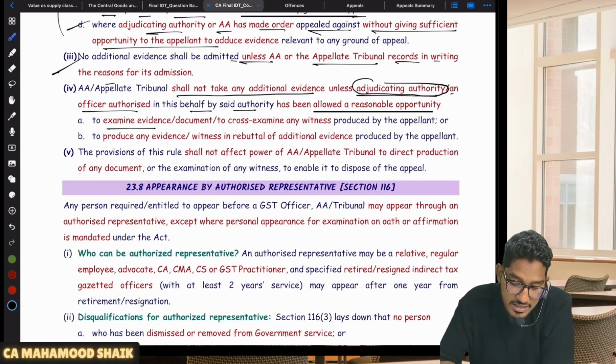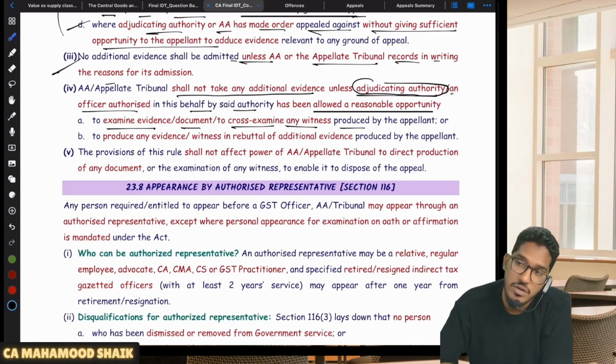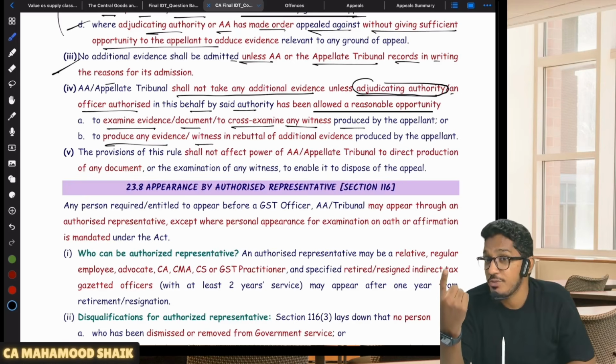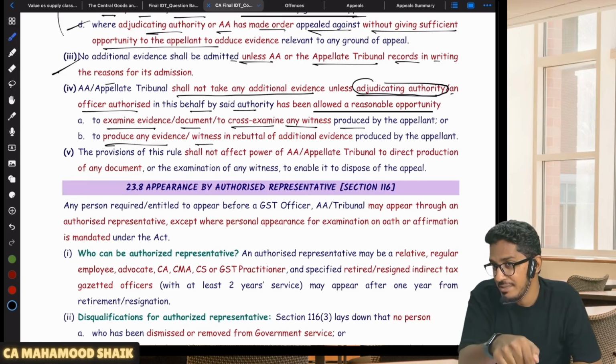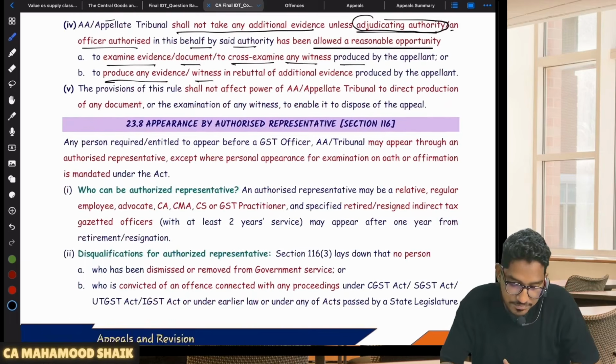What, sir? To examine the evidence, document, to cross-examine any witness produced by the appellant. So they will give an opportunity: whatever evidence he is now submitting will be given to that adjudicating authority to verify it, or to produce any evidence or witness in rebuttal, or even an opportunity should be given to them: why this evidence should not be accepted? Why this evidence is fake evidence? Give opportunity to the adjudicating authority also.